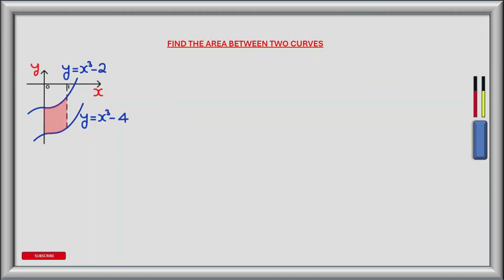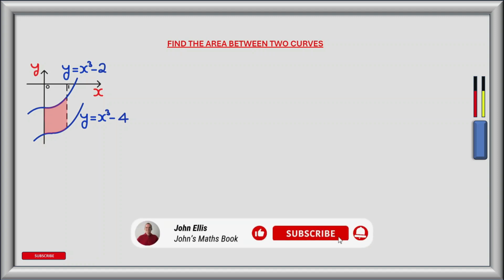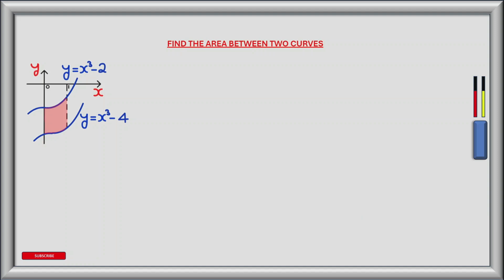Let's look at how we find the area between two curves where both curves are below the x-axis. The diagram on the board shows two curves, and the red shaded region is the area we want to calculate. The equation of each curve is shown. We have y equals x cubed minus 2 and y equals x cubed minus 4. And for this example, we're going to find the area between the interval x equals 0 and x equals 1.